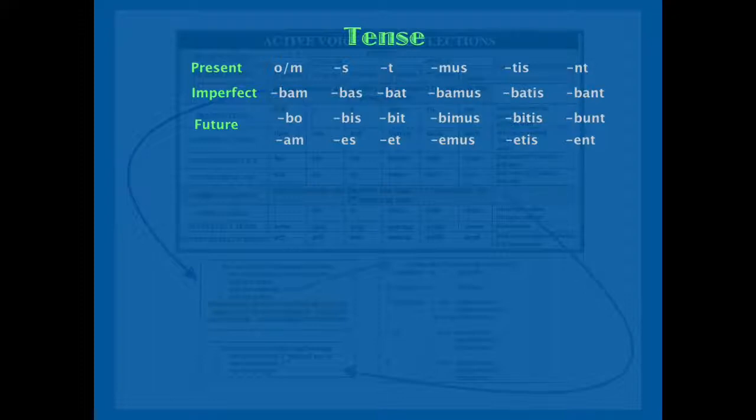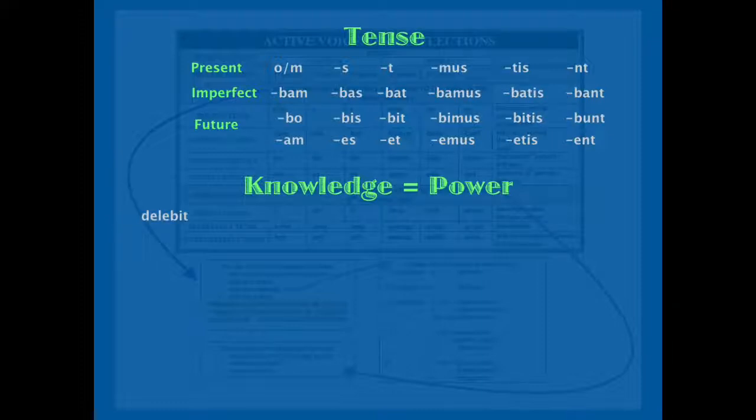When you are able to recognize the tense of a verb and what subject the inflection represents, that knowledge gives you great power to be able to read any Latin verb. Take, for example, delebit, which is from the verb deleo, delere, delevi, deletum, which means to destroy. The bit tells me that my verb is in the future tense, and the T says that my subject is he. So that means I can translate it as he will destroy.